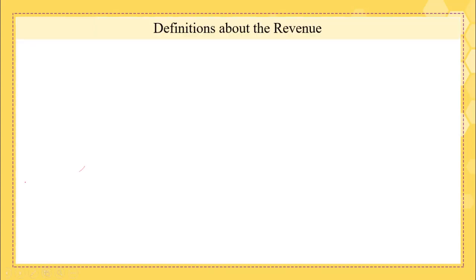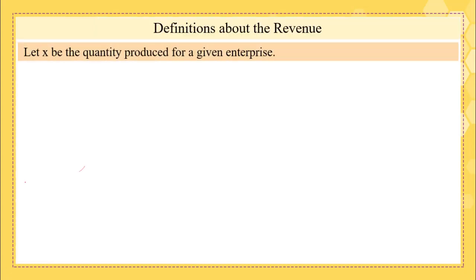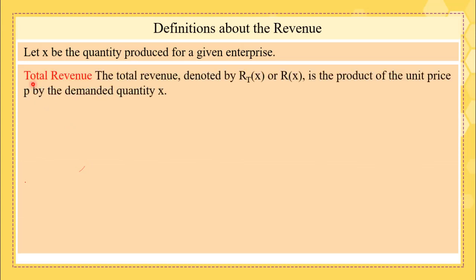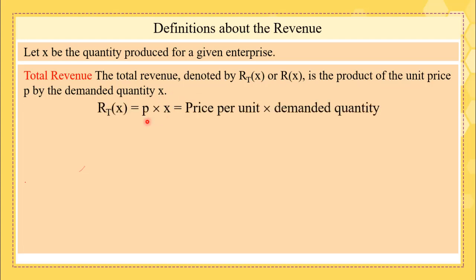We will start with the definitions about revenue. First, let X be the quantity produced for a given enterprise. Total revenue, denoted by RT of X or R of X, is the product of the unit price P by the demanded quantity X. So RT of X equals P times X, which is equal to price per unit times demanded quantity. And this is the rule of the total revenue.